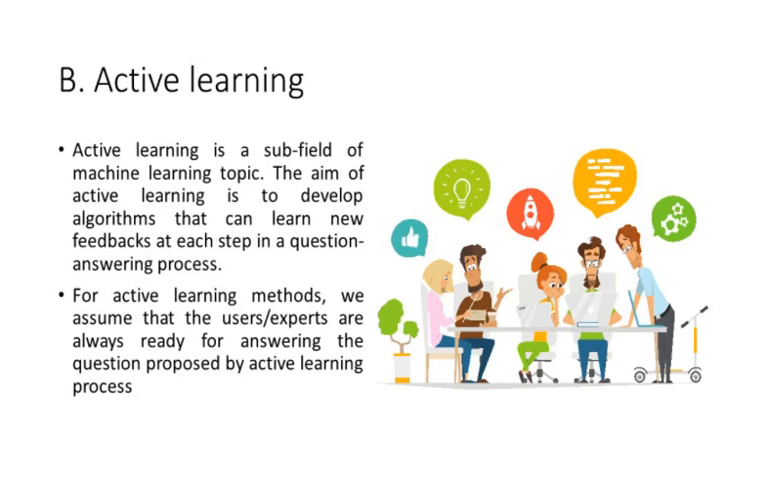For active learning methods, we assume that the users/experts are always ready to answer the questions proposed by the active learning process. For example, Basu et al. introduced a method for collecting constraints, in which at each step, the algorithm will propose a question about the relation between 2 points, and the user will answer whether the pair of points is must-link or cannot-link.